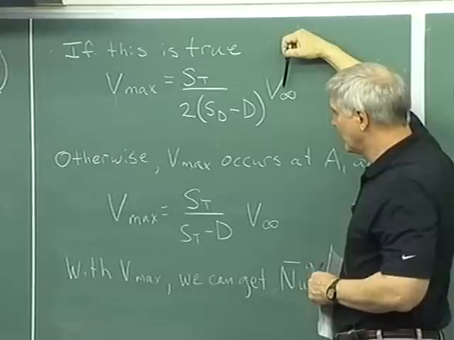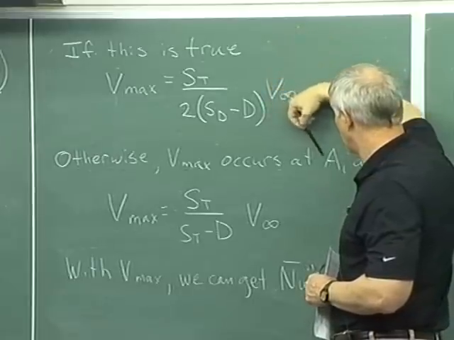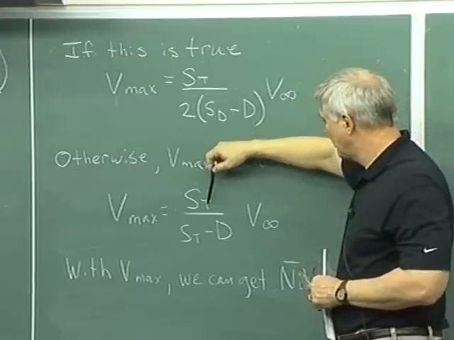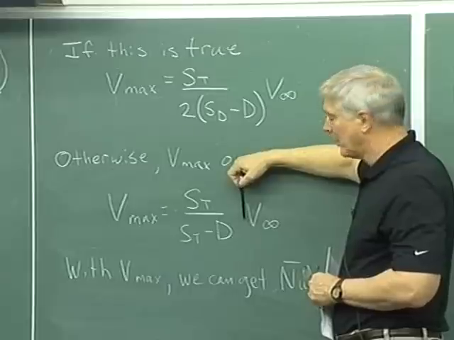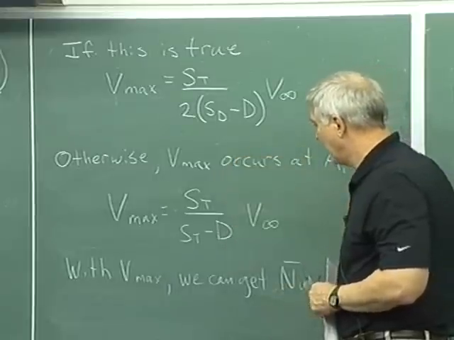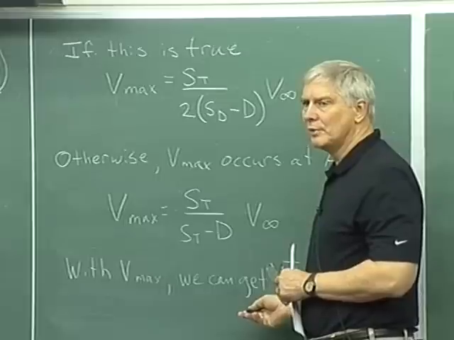If that was not true, then the other V is the max, and it occurs at A1, and so we would use this expression, ST over ST minus D times V infinity, just what we have for the aligned tube. Okay, then once we have Vmax, we can go back and calculate the Nusselt number.